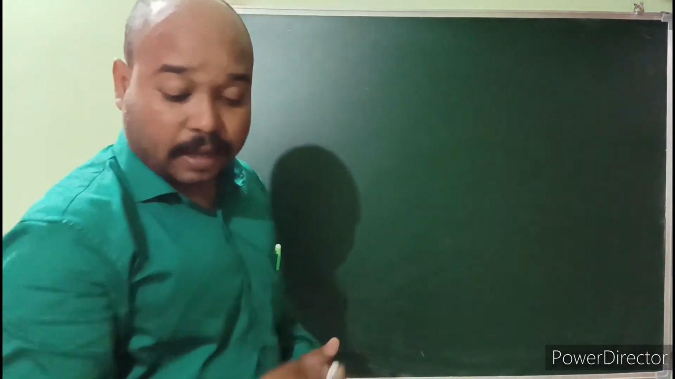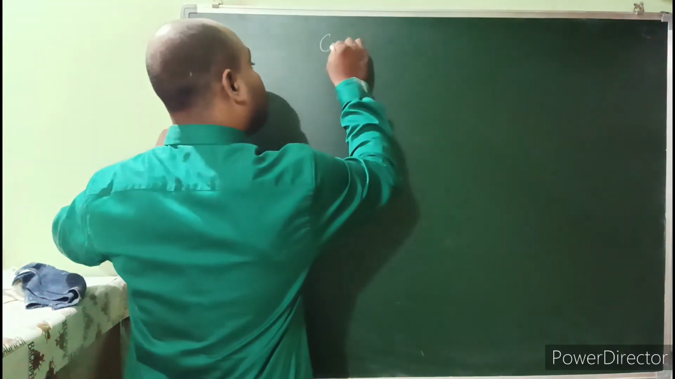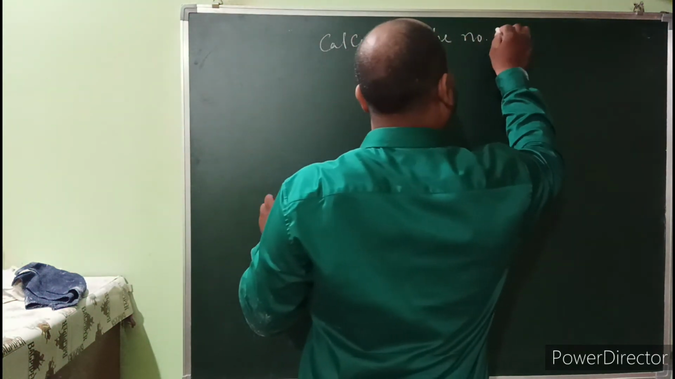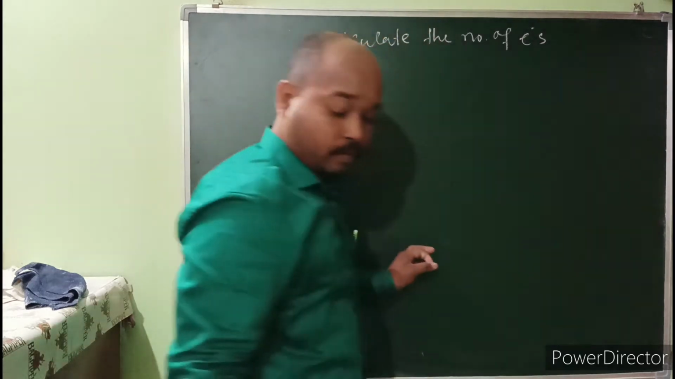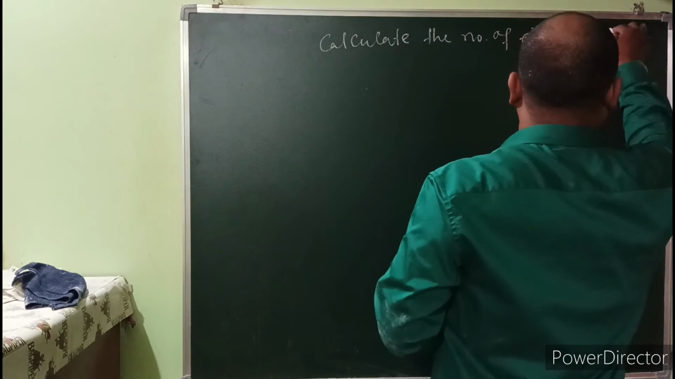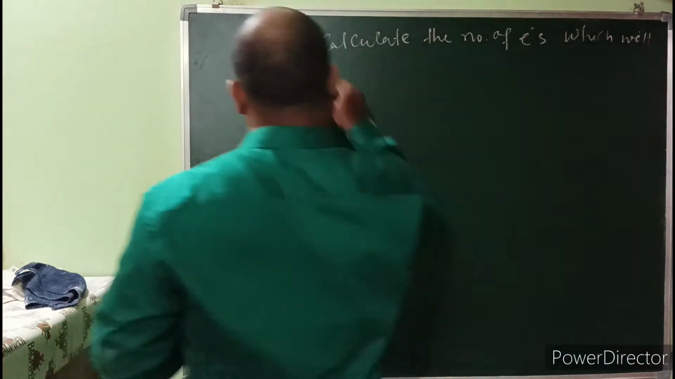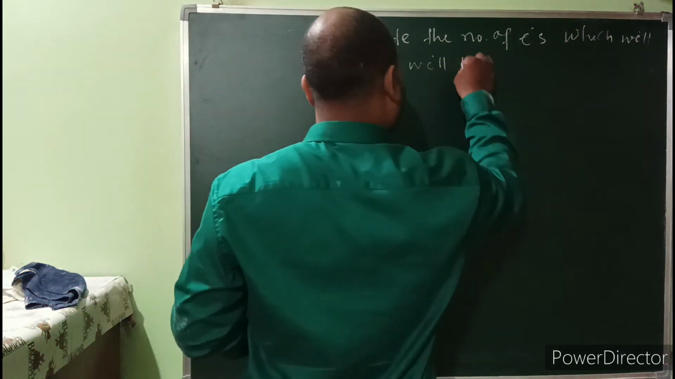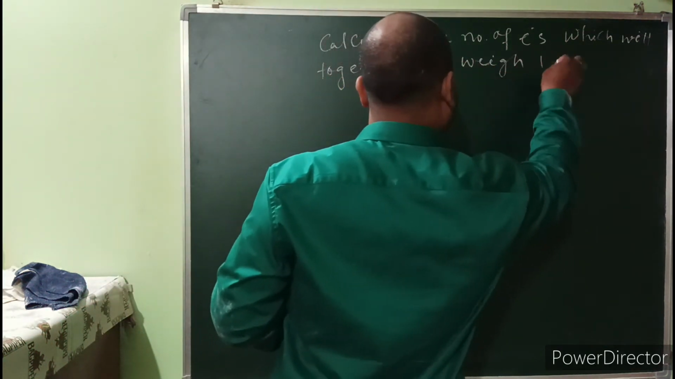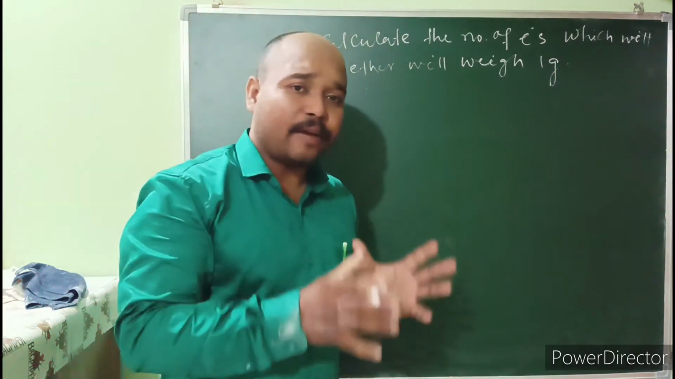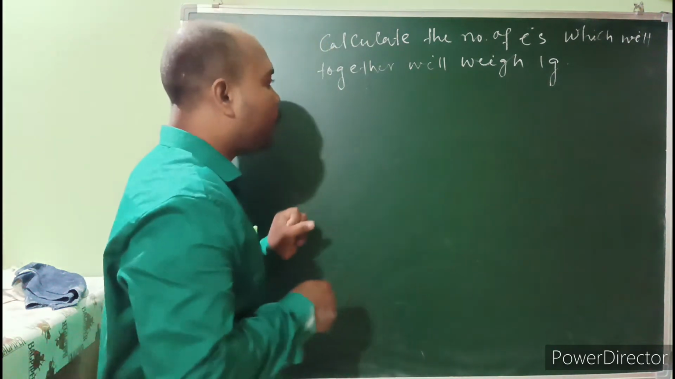Next, we will solve another type of question. Calculate the number of electrons which together will weigh 1 gram. So we have to find how many electrons together make 1 gram.